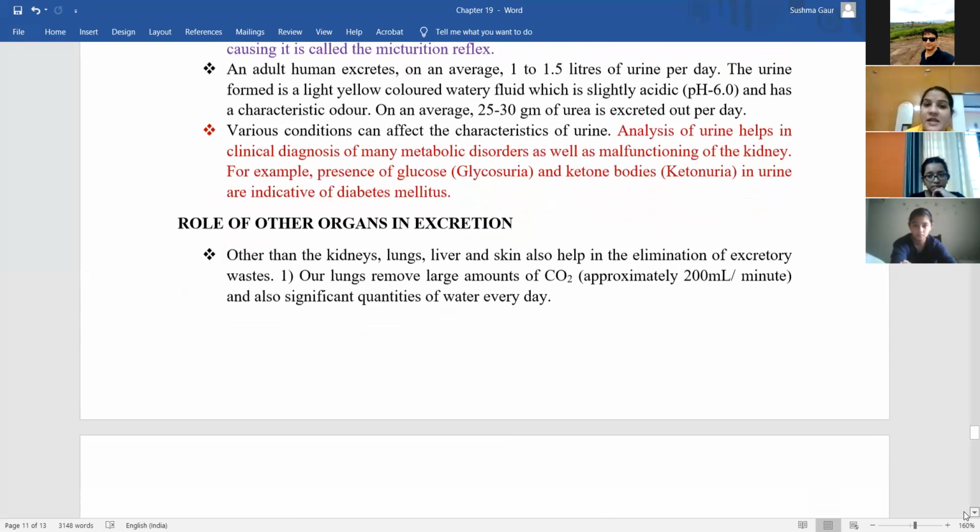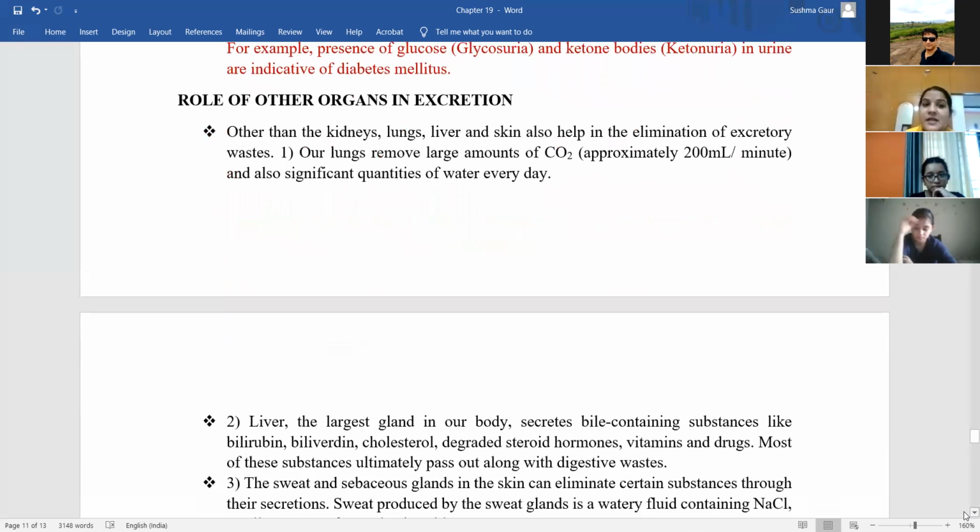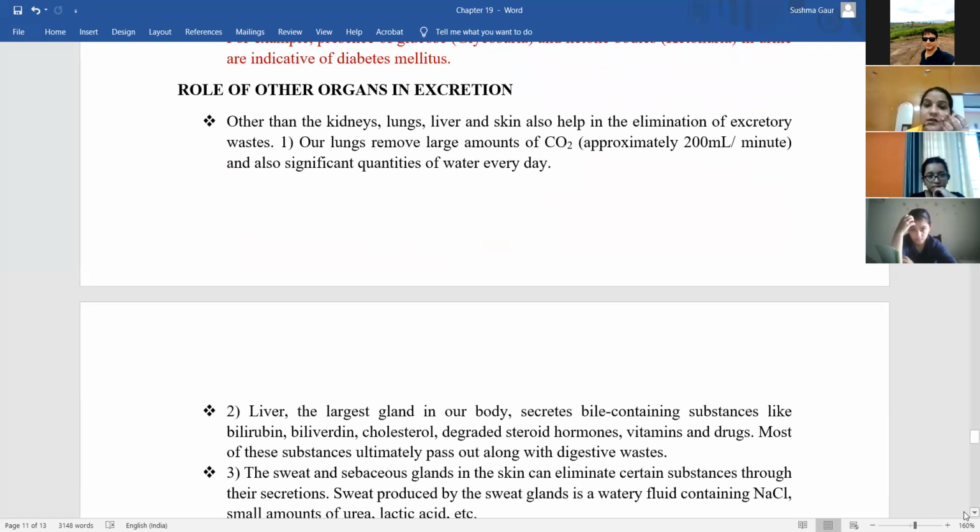Role of other organs in excretion along with the kidneys. There are a lot of organs of our body that are responsible for helping in excretion. So other than kidney, lungs, liver and skin also help in elimination of a small amount of waste out of our body. So first is lungs. The lungs remove a large amount of carbon dioxide during the process of respiration, and a significant amount of water also every day.